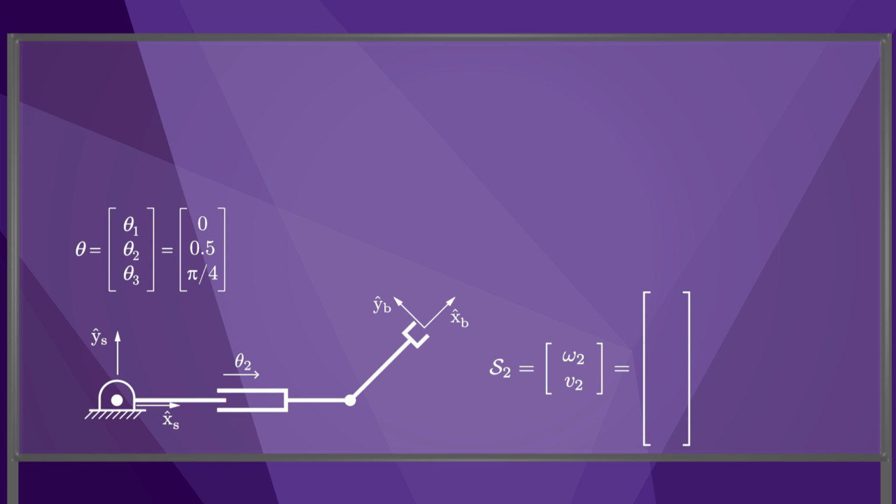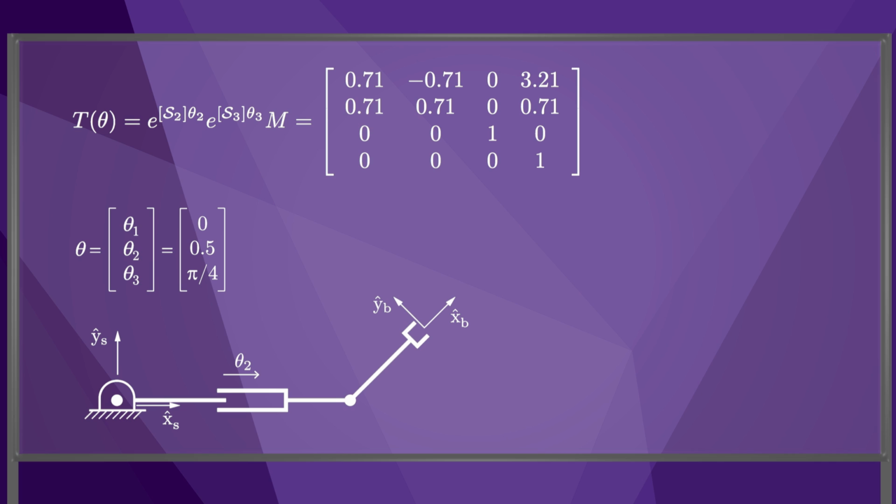The screw axis S2 corresponding to joint 2 has 0 angular component, omega 2, so the linear component v2 must be a unit vector. If we imagine the whole space translating at unit velocity along joint 2, a point at the origin of the S frame would move with a linear velocity v2 equal to 1, 0, 0, expressed in the S frame. Therefore, the screw axis S2 is defined as 0, 0, 0, 1, 0, 0. The new configuration of the B frame, T of theta, is obtained by left multiplying the previous configuration by e to the bracket S2 times theta 2.